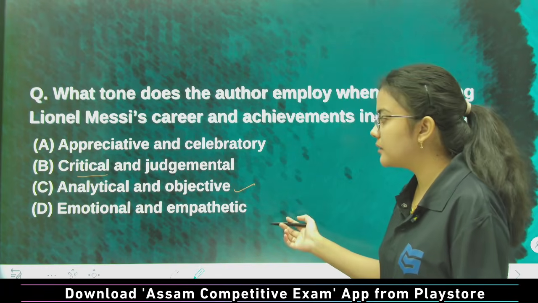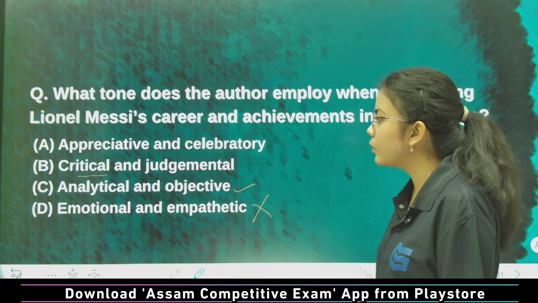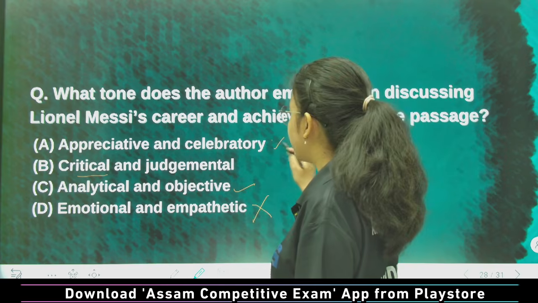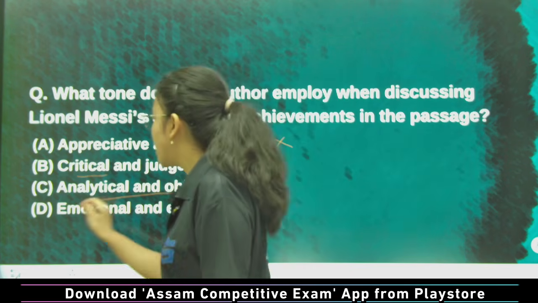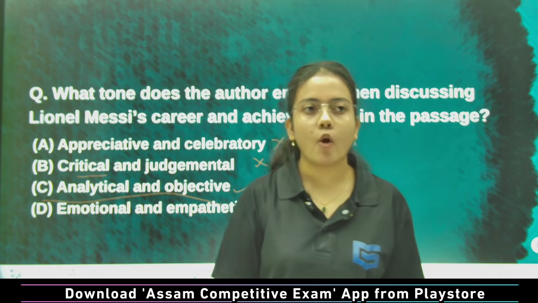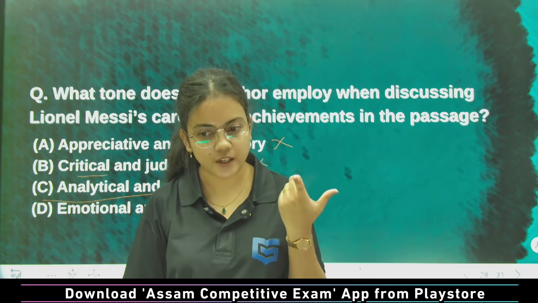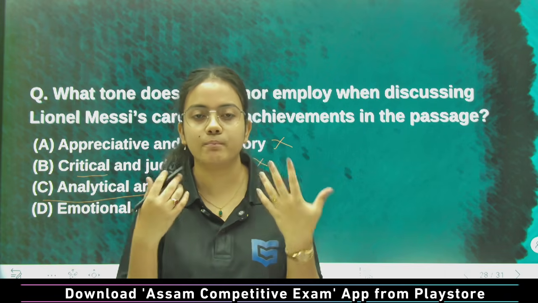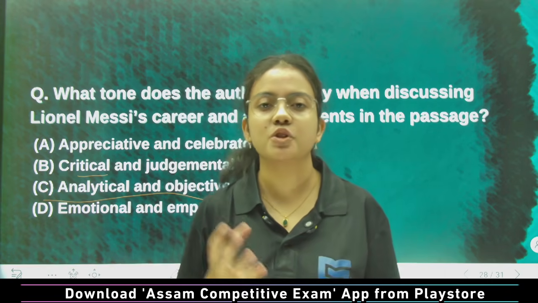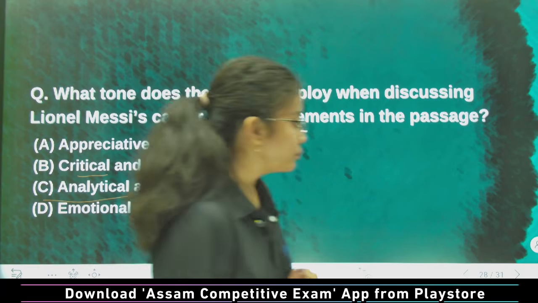Emotional and empathetic, this is so completely wrong. He wasn't being emotional or empathetic. Appreciatory and celebratory is wrong, critical and judgmental is wrong, the correct answer is analytical and objective. So that's why I said comprehension, this comprehension specifically, is kind of tricky. You need to understand the passage properly, and only then will you be able to solve the comprehension.